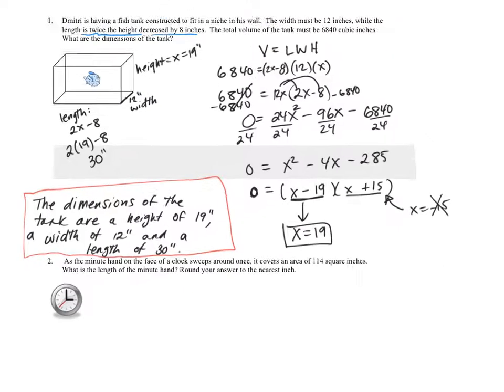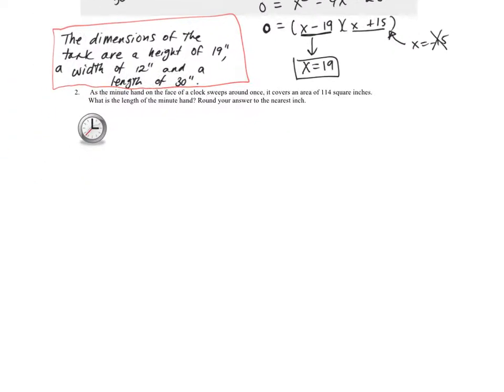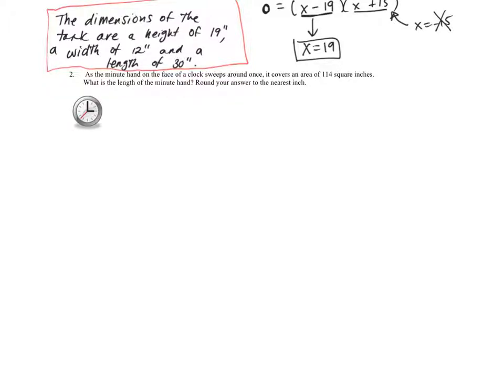Okay, the next problem, I am looking at a clock. So I'm looking at a circle, and we're also looking at area for this one. We've got a minute hand going around the face of the clock, and it covers an area of 114 square inches. So we need the area formula for a circle, which is pi r squared. Now, if I look at this clock, the radius is like a ray of a sun. It goes from the center out. So I'm going to let that be x.